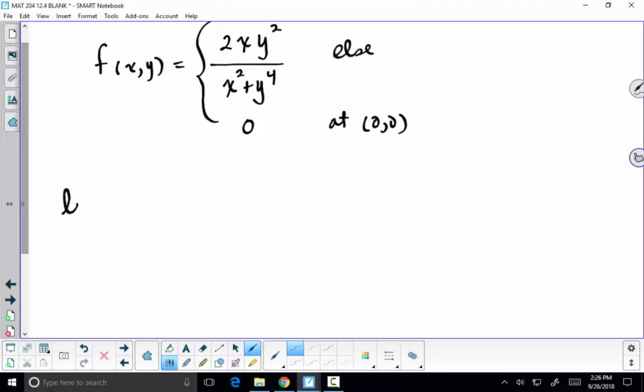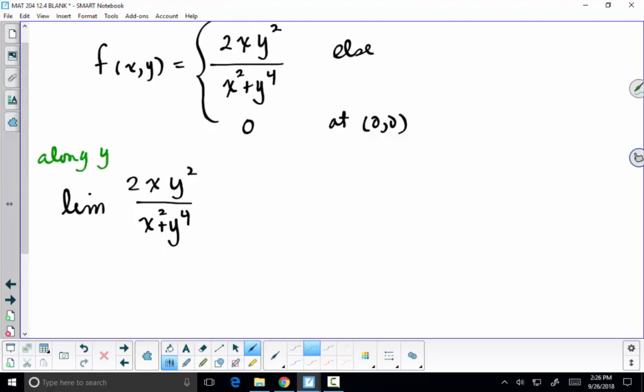So let's first check along y equals x. So if we're going to go along y equals x, we're going to plug in a y for all the x's, or vice versa, whatever floats your boat. And then we end up with the limit of y squared plus y to the 4th over the denominator as y goes to 0.